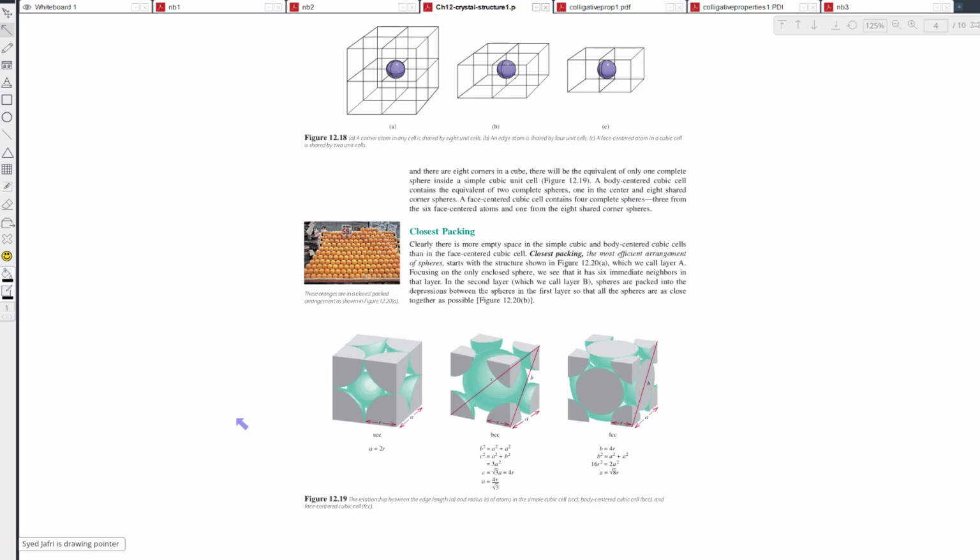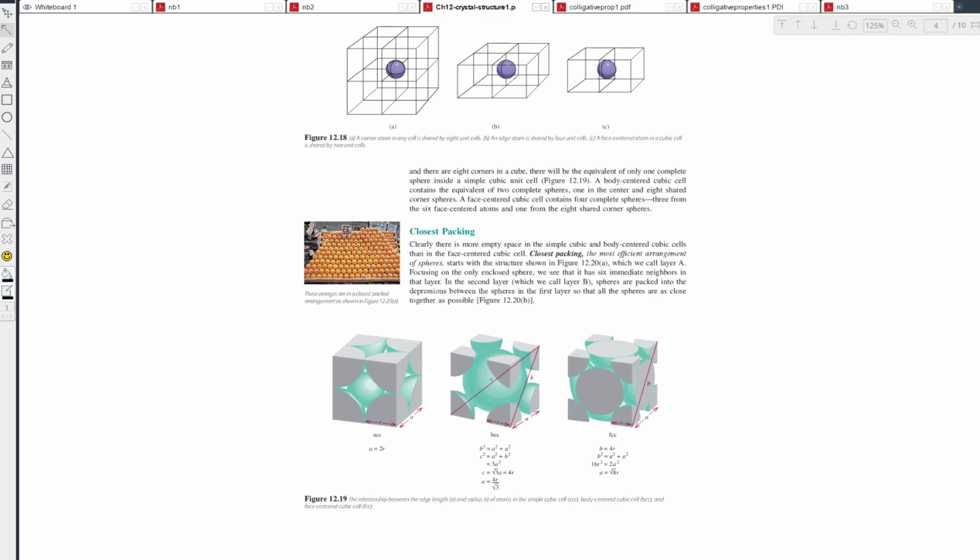So now let's go to question number 44. Can you read the question? Yeah, let me see. What is it? Number 12.44. Okay, calculate the number of spheres in these unit cells: simple cubic, body-centered cubic, and face-centered cubic.